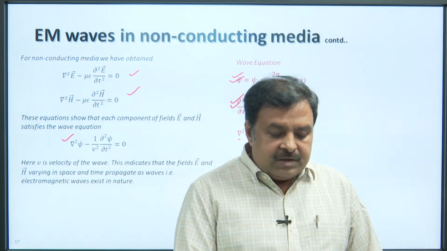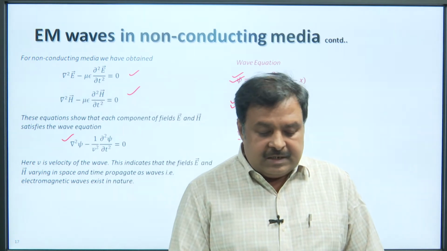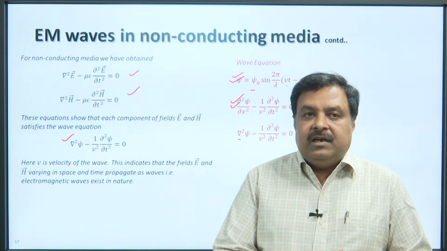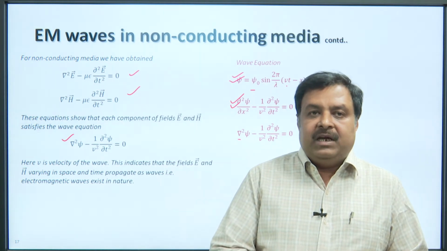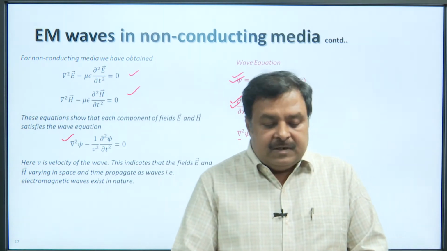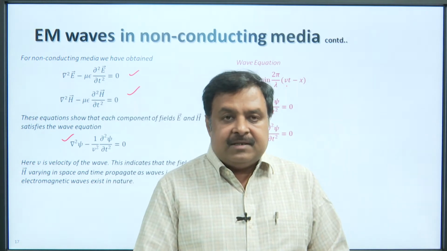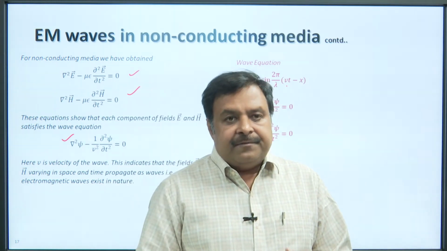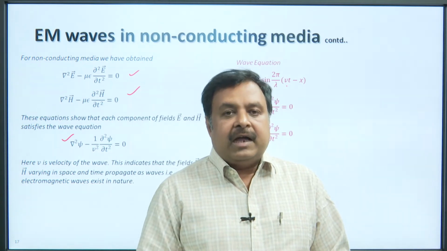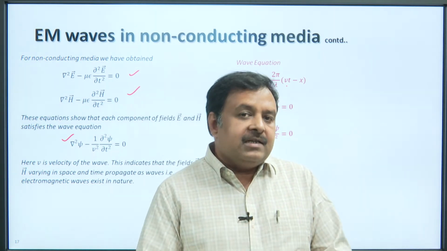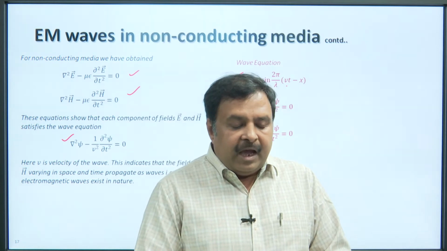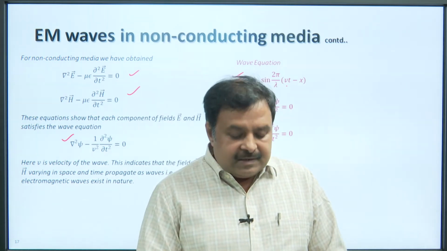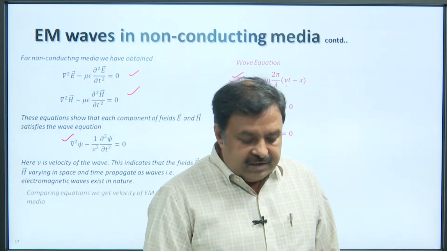Here v is the velocity of the wave. This indicates that the fields E and H, varying in space and time, propagate as waves. That is, electromagnetic waves exist in nature. If E and H are time varying, then they propagate as a wave with velocity v. And what is the velocity v? This can be obtained by comparing these two equations.